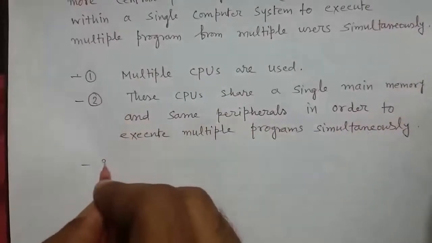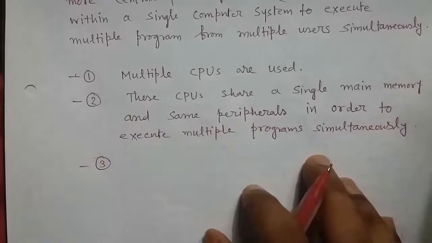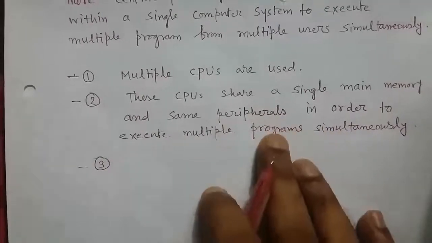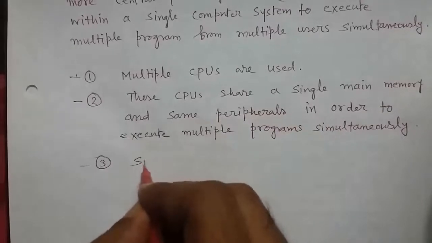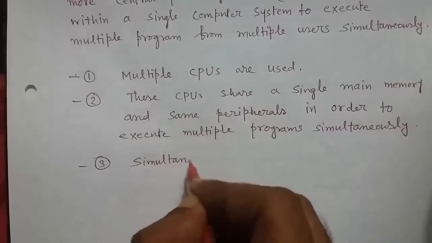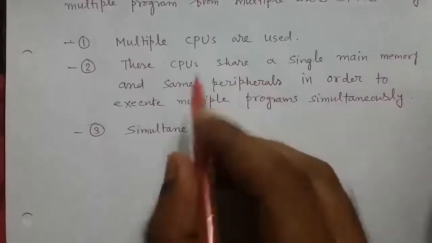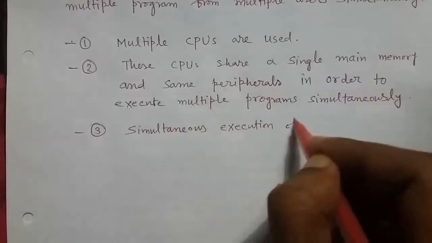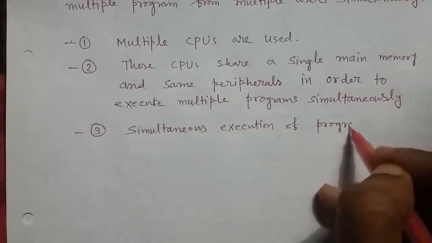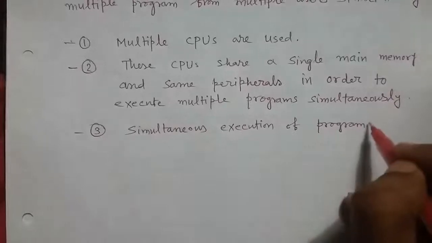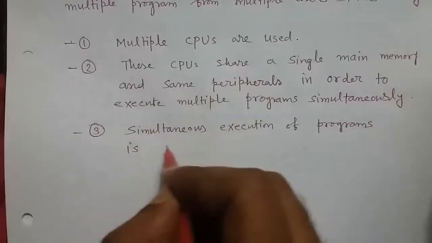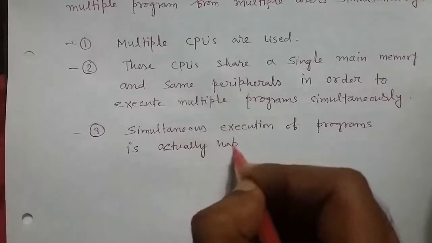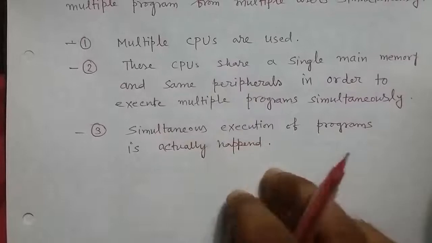Now number three is, in multiprocessing, simultaneous execution of programs actually happens. So why did I write this point?